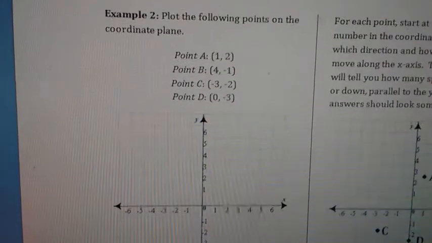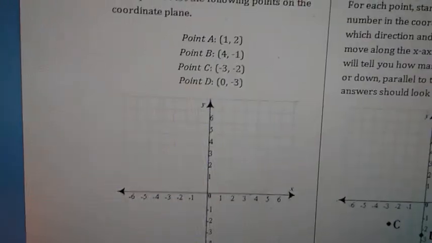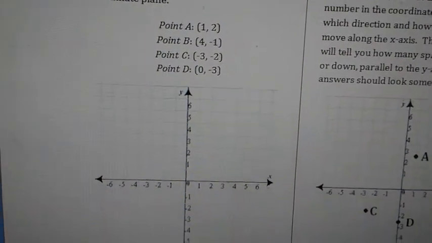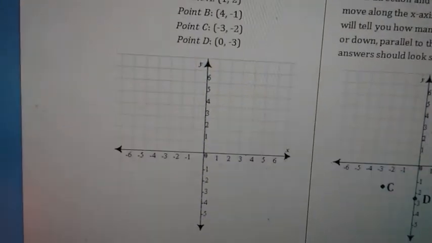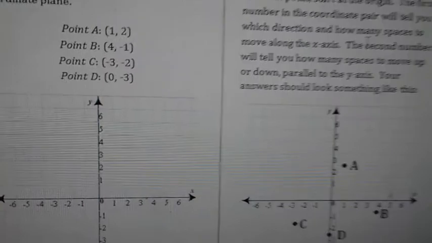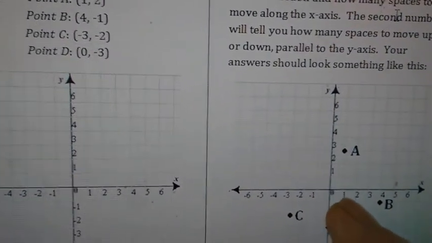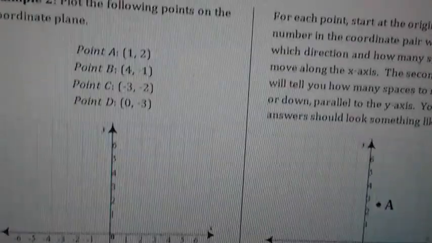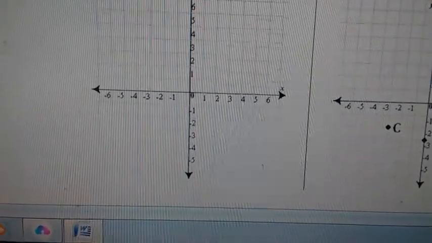Oh, here's another page. Example 2. Plot the following points. And it asks you to plot those. 1 comma 2, 4 comma negative 1, negative 3 comma negative 2, 0 comma negative 3. Okay, and then if you look to the side here, you can see them plotted. A was 1 comma 2, 1 over, 2 up. Now that looks like 1 comma 3 to me. Okay. B is 4 comma negative 1.